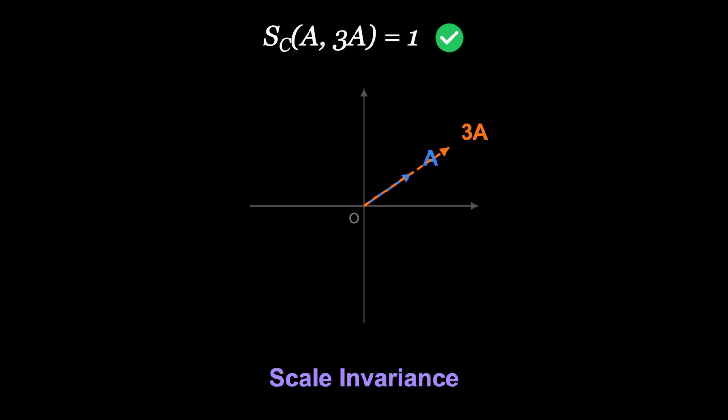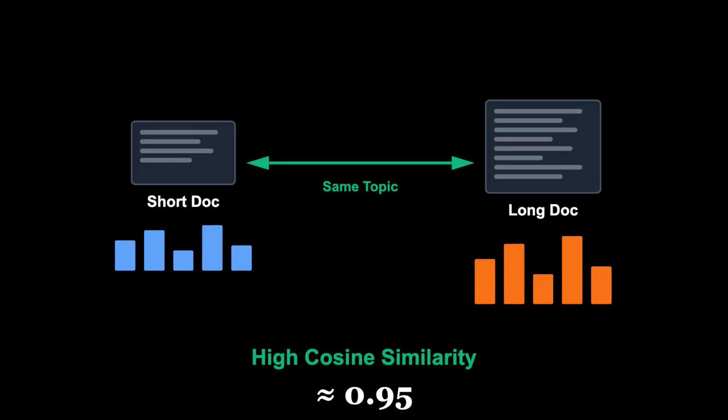This property is called scale invariance, and it makes cosine similarity especially powerful for comparing objects where absolute magnitudes are arbitrary. Consider text analysis. A long document and a short document about the same topic may have very different word counts, giving them different vector magnitudes, but their direction in term frequency space could be identical, yielding a high cosine similarity that correctly indicates similar content. Let us work through a numerical example.